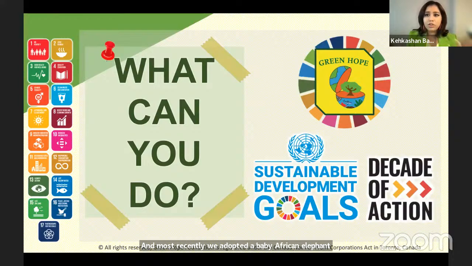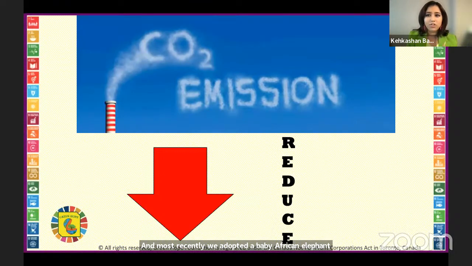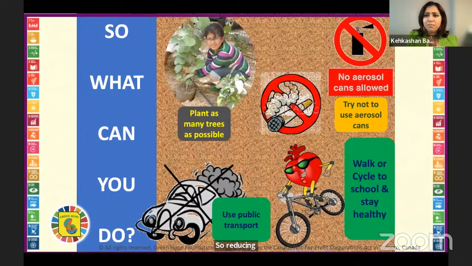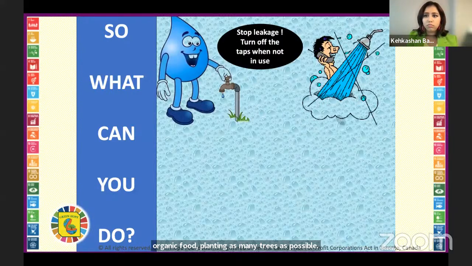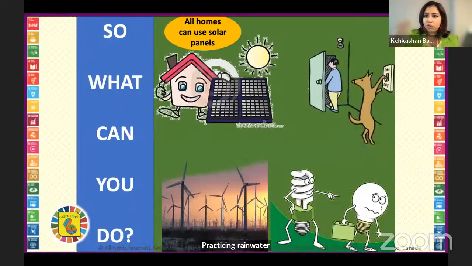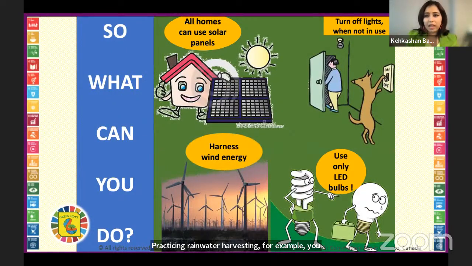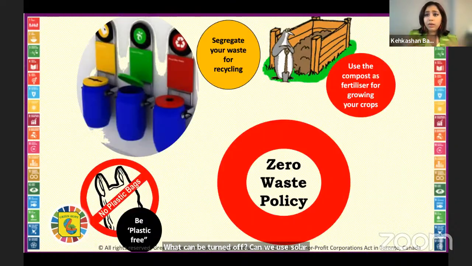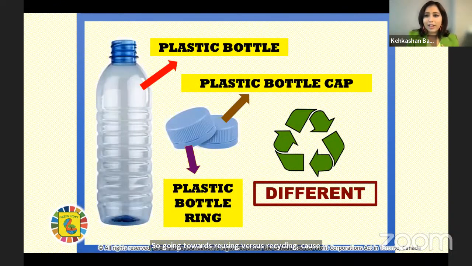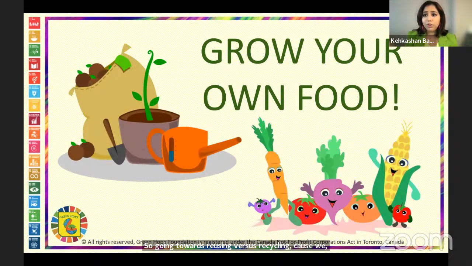And so, it's really about what you can do to create a better world. So reducing emissions, trying to eat locally grown organic food, planting as many trees as possible, trying to conserve water in your own way, practicing rainwater harvesting, for example, thinking about your energy needs. What can be turned off? Can we use solar power? And following a net zero waste policy so that you can be as eco-friendly as possible. So going towards reusing versus recycling, because it's better to reuse than utilize all of that energy for recycling, and growing your own food, which a lot of you already do.